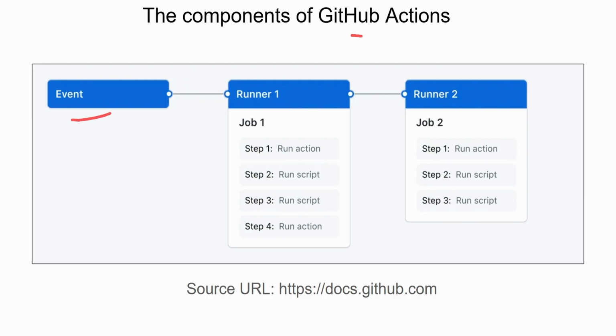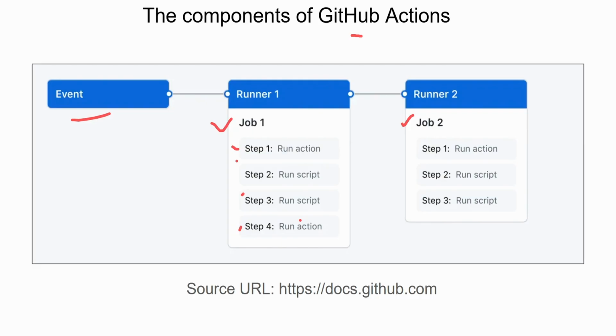Next, we have events, which are the triggers like pushing code, creating a pull request, or even running it manually. Inside a workflow, we have jobs. A job is a group of steps that run together on a machine. Jobs can run one after another or in parallel. Each job has its own steps, which are simple tasks like running a script or using an action.